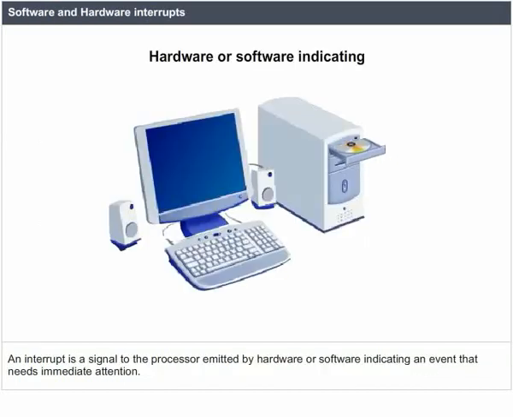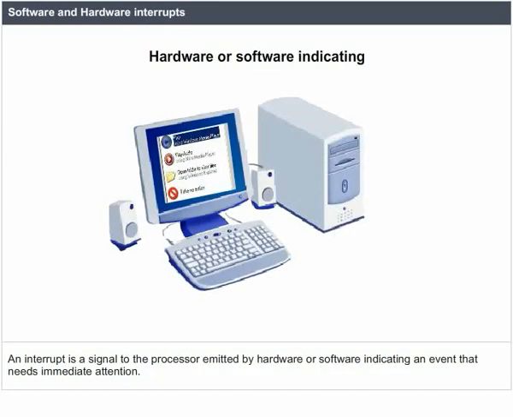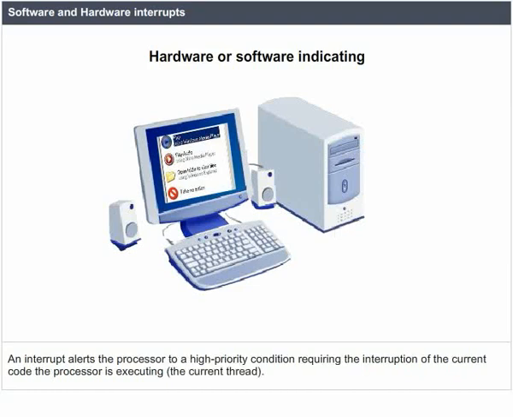Software and hardware interrupts. An interrupt is a signal to the processor emitted by hardware or software indicating an event that needs immediate attention. An interrupt alerts the processor to a high priority condition requiring the interruption of the current code the processor is executing, the current thread.